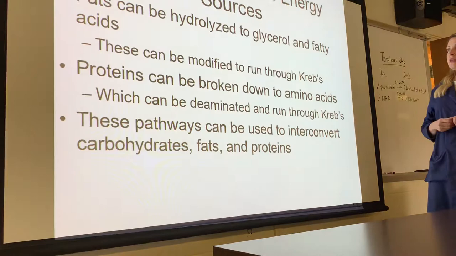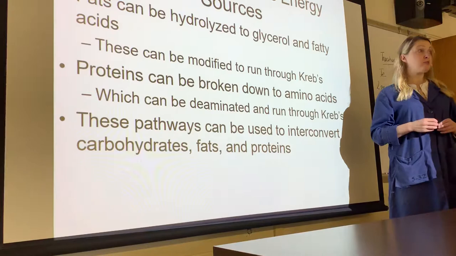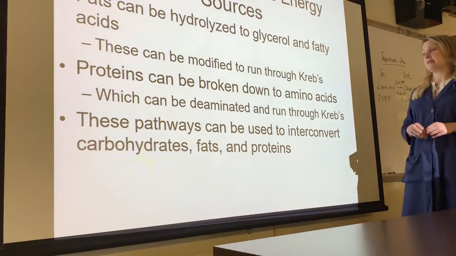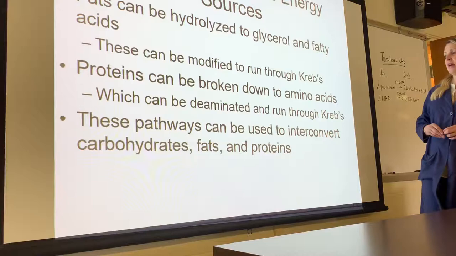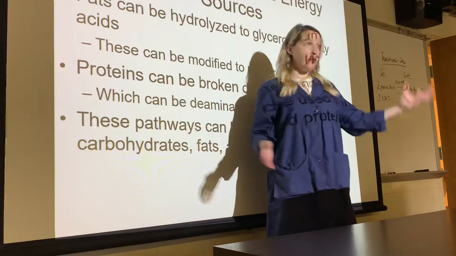Now these can be modified to run through the Krebs cycle, although the amount of energy produced is going to be different. Proteins can be broken down to amino acids, and we can take away the amino group and run it through the Krebs cycle as well. We can actually interconvert a lot of these pathways, proteins, lipids, and sugars, and we can actually create these molecules from other molecules, or we can create energy from them.